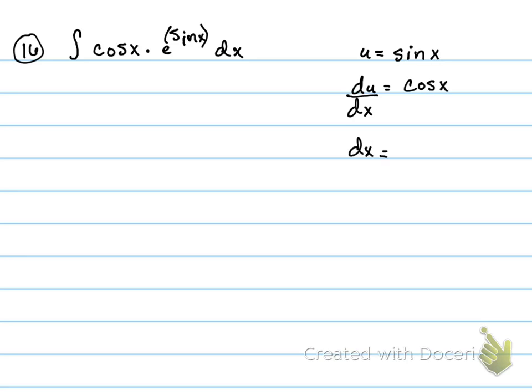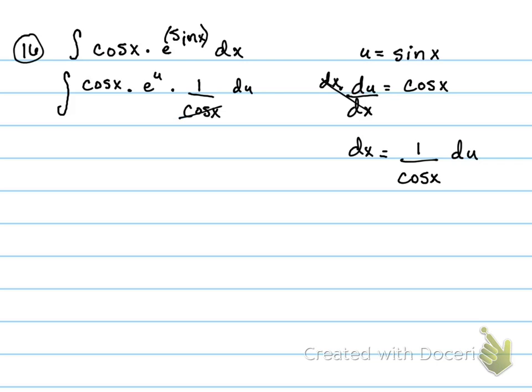So now do some flipping around to solve for dx. That gives me 1 over cosine x du. And that's just from multiplying both sides by dx and then doing some division, just solving that equation. So how does that help me? I have the integral of cosine of x times e to the u times dx is 1 over cosine of x du.